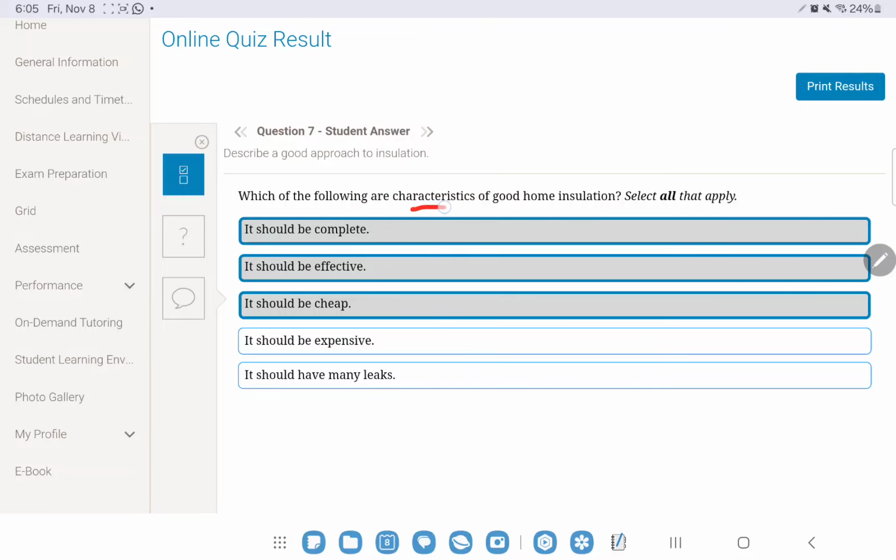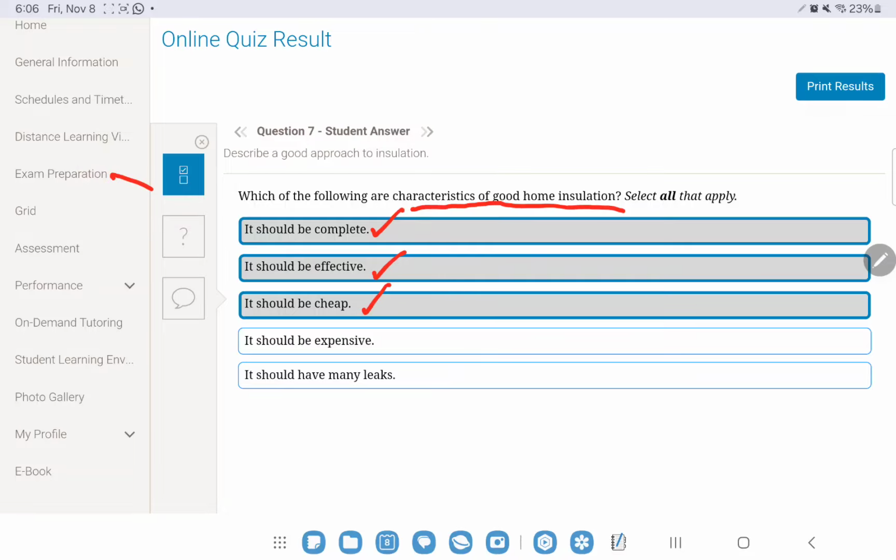Characteristics of a good home insulator or insulation system. It should be complete. If you have a fridge and the door stays open, will the food inside get colder? No, because the door is open, so that's not complete. It's letting heat or coolness leave. Should it be effective? Yes. If the door has a crack in it and it's not letting the food get cold, it's not effective. It's ruining your food.